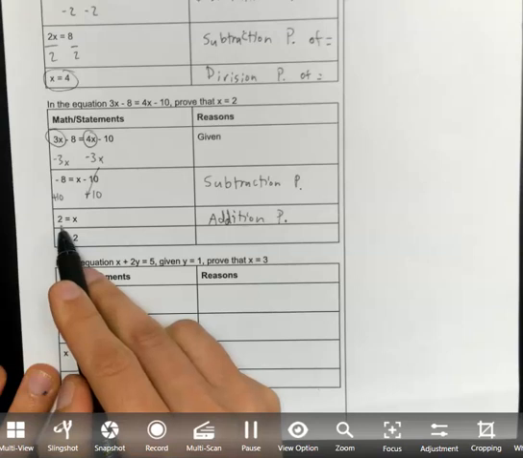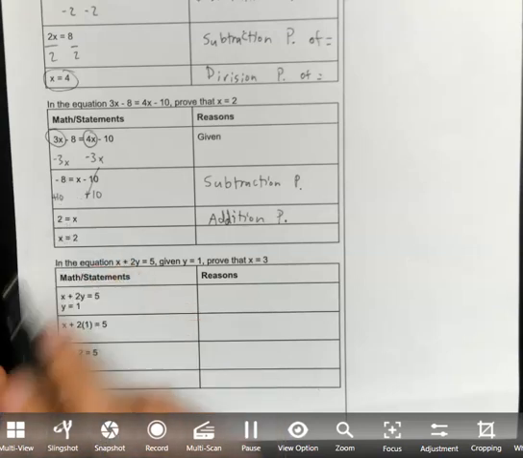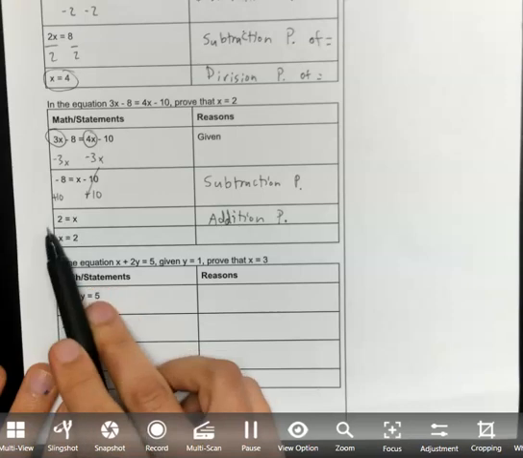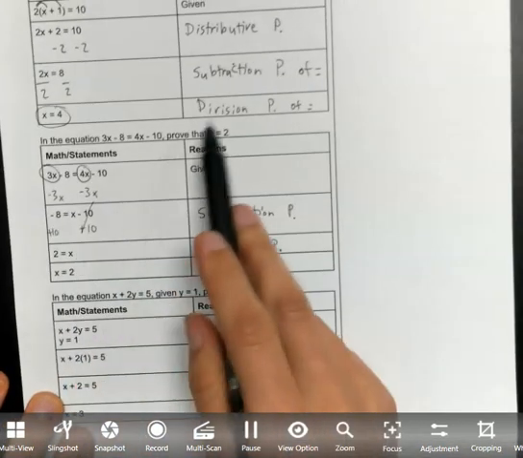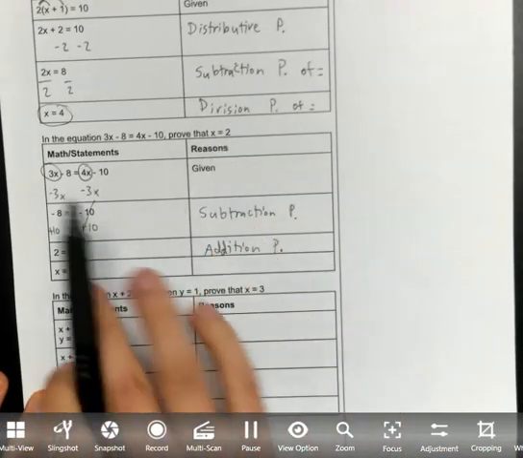-8 plus 10 is 2, so that's good. That's how we got from there to there. All right. Last step. What's this? 2 equals x. That's not this. So I need to flip it.